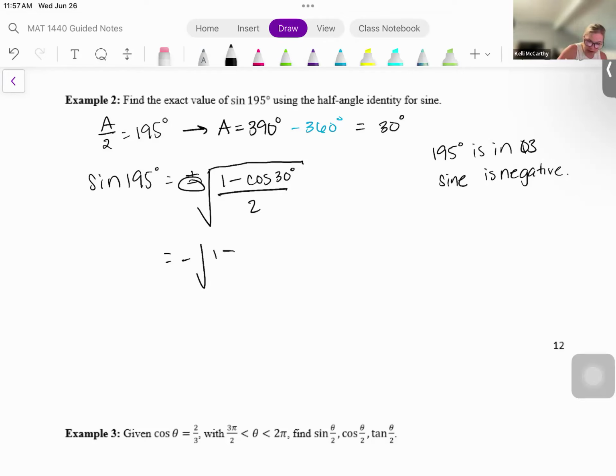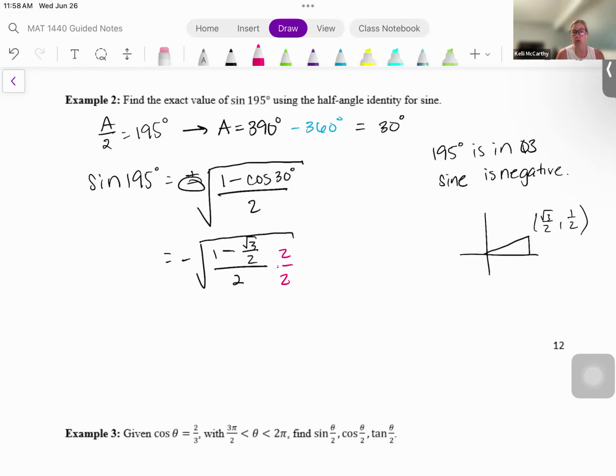Let's think about cosine of 30 degrees. So setting up that triangle, again, we're seeing that flatter triangle. So the x is longer than the y. So square root of 3 over 2, 1/2 is the ordered pair at 30 degrees. Cosine is the x coordinate, so 1 minus the square root of 3 over 2, divided by 2. And again, to simplify this complex fraction, we're going to multiply by 2 over 2 under the radical. So this is 2 minus the square root of 3 in the numerator when I distribute that 2, over 4.